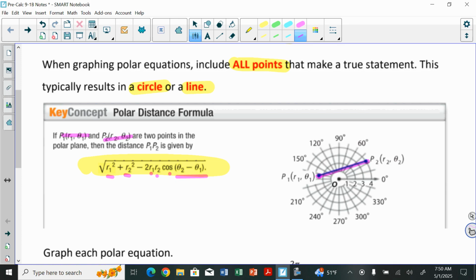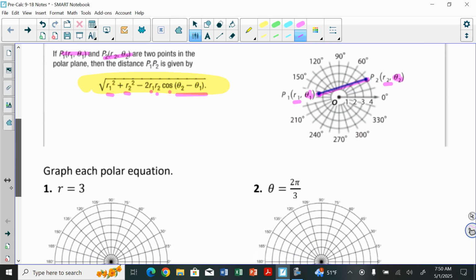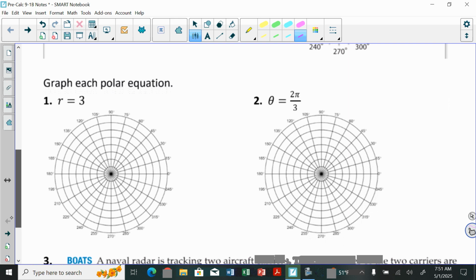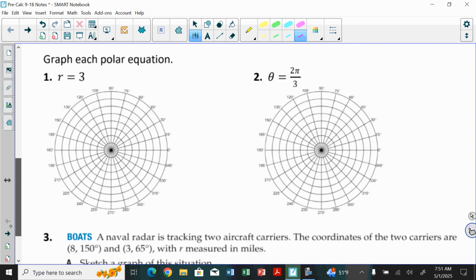If you've got your r1 and your r2, then you're in good shape, and then you can just subtract these measures to get an angle measure to take the cosine of. And don't forget that you've got to take the square root of it at the end. So very similar stuff that we've done before. Let's get to some examples here. This is a short and sweet section, so we can get through it quickly.